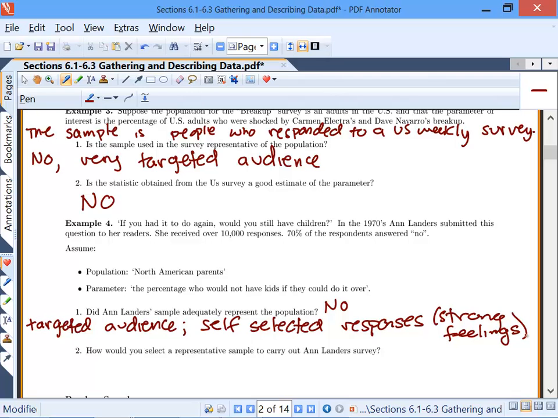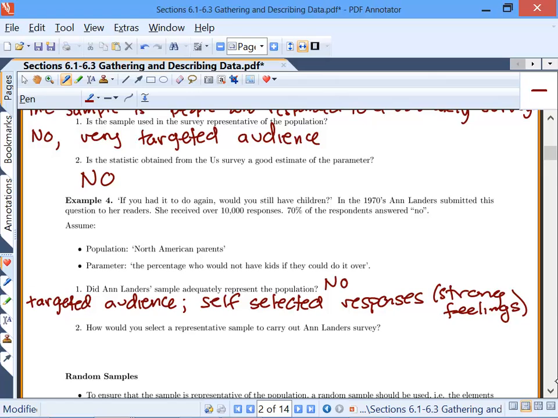Have you ever noticed if you look at reviews on things online, lots of times you have very strong opinions for it or very strong opinions against it? Because otherwise you don't care enough to take the time to make the review. So we found that self-selected surveys, where people choose if they want to respond, don't give us very accurate results because they have stronger opinions than the overall population. So our next question is, how would you select a representative sample to carry out their survey?